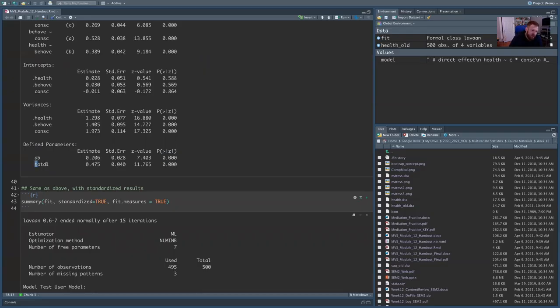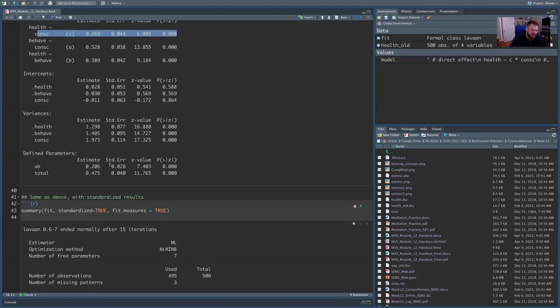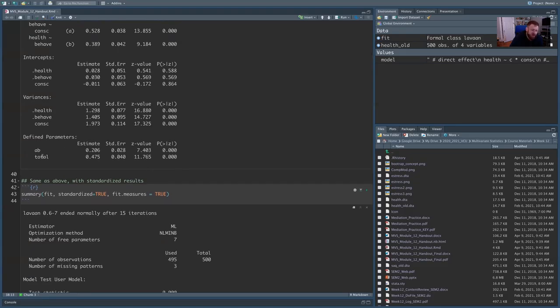And then we get a total effect. So that is the total effect of conscientiousness on health. And that is generated by adding together the estimate of the indirect path, which is AB, and the direct effect, which is this path here, the C path. So essentially adding those two together, we end up with 0.475, and that also is statistically significant.